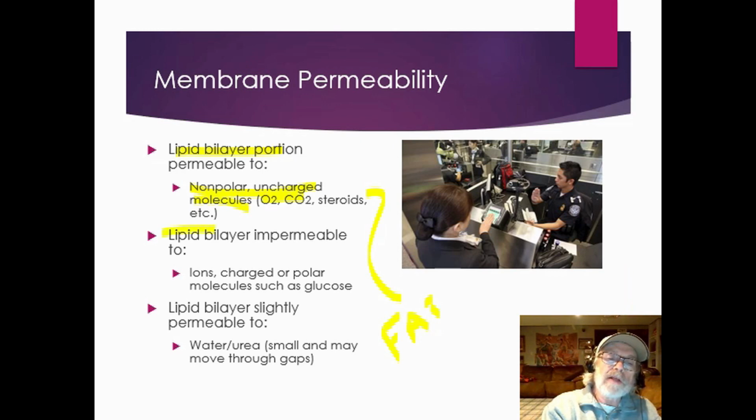The lipid bilayer is impermeable to things like ions or charged or polar molecules. Why? Because again, that charge is irritating. It's not what they want. It's like that guy I keep going by, and every time I do, I get a shock. And things like glucose. Glucose is a relatively small molecule, like I mentioned, but it is polar, and as a result, it's very difficult to get through. You can't get through.